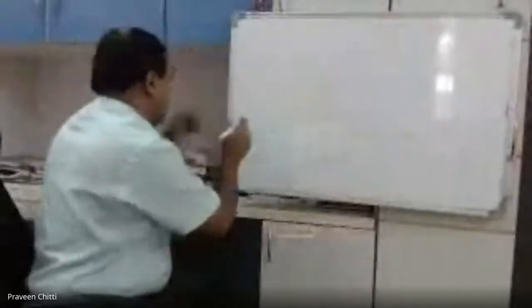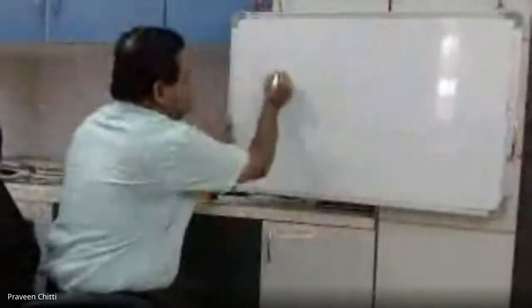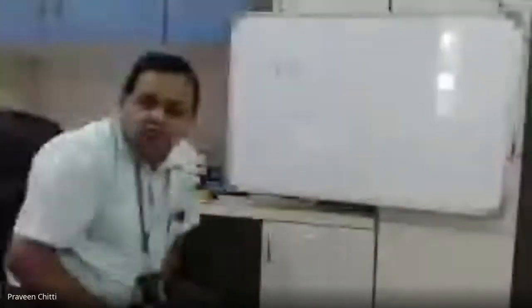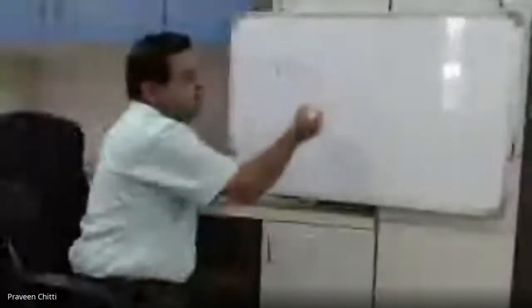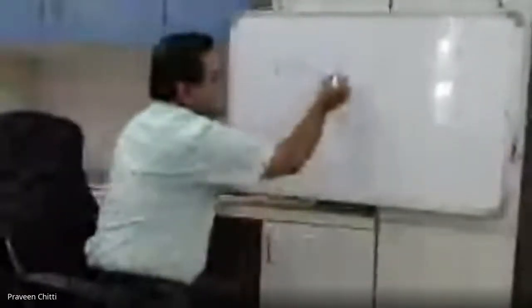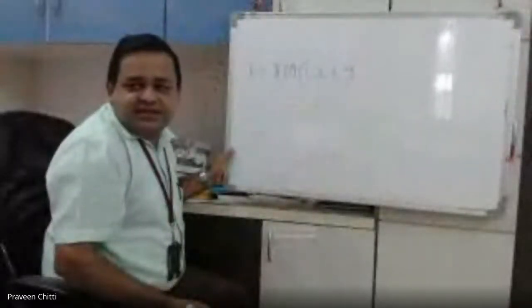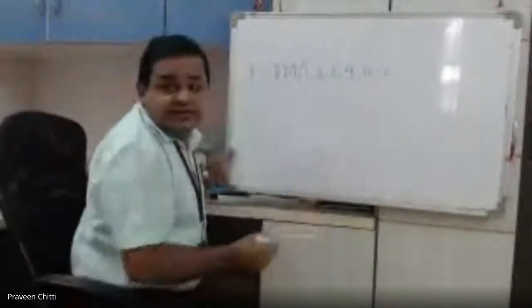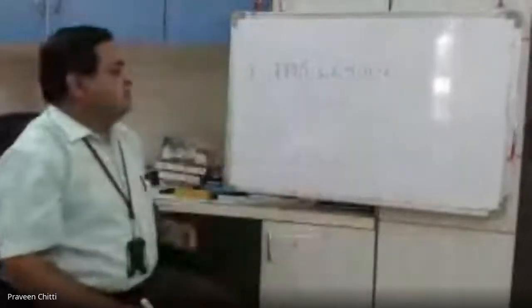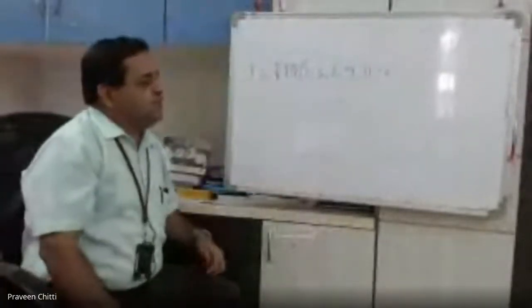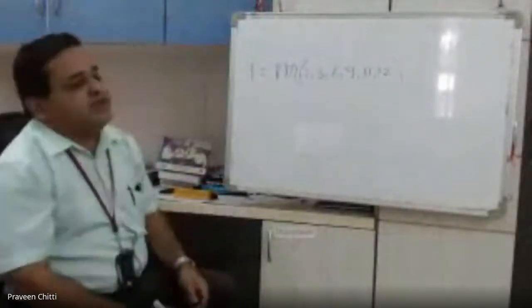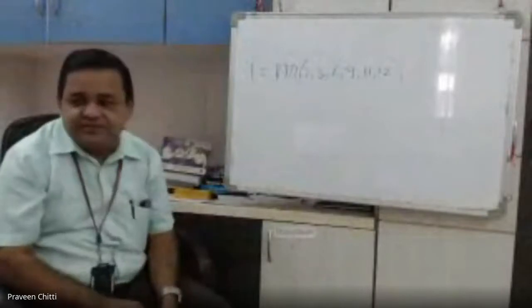I told you to take this: F equal to pi m of 1, 3, 6, 9, 11, 12. This is what we have to simplify using the Quine-McCluskey method.